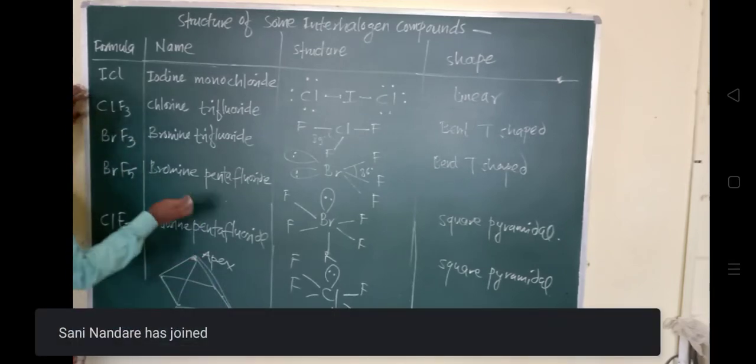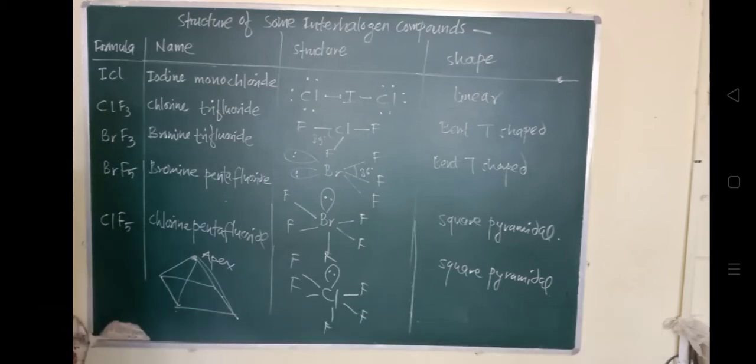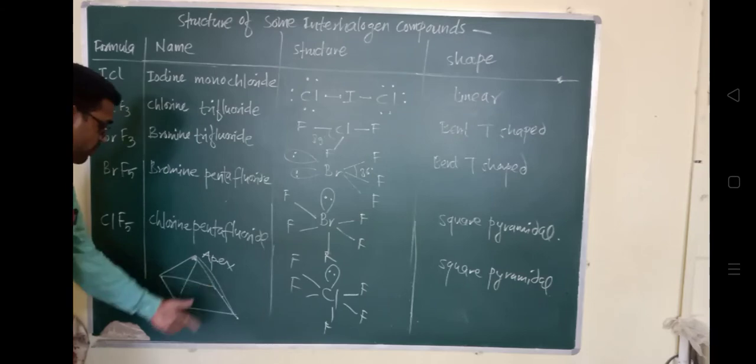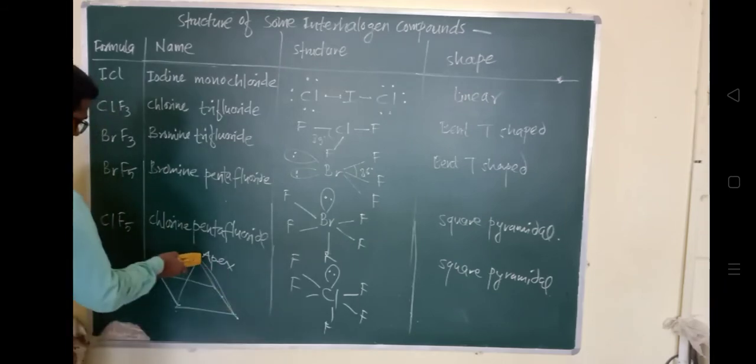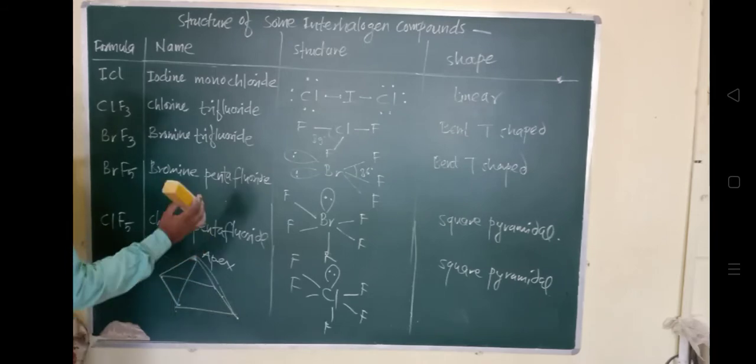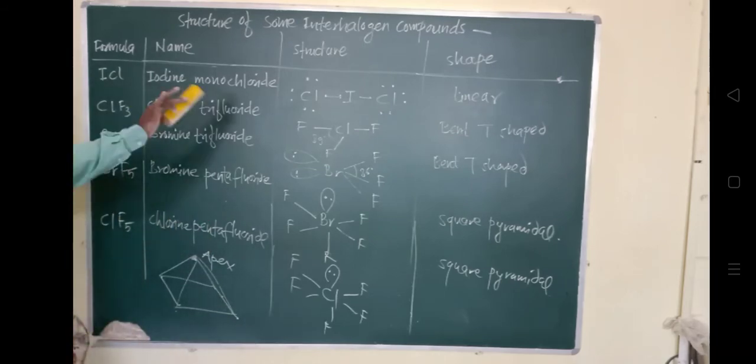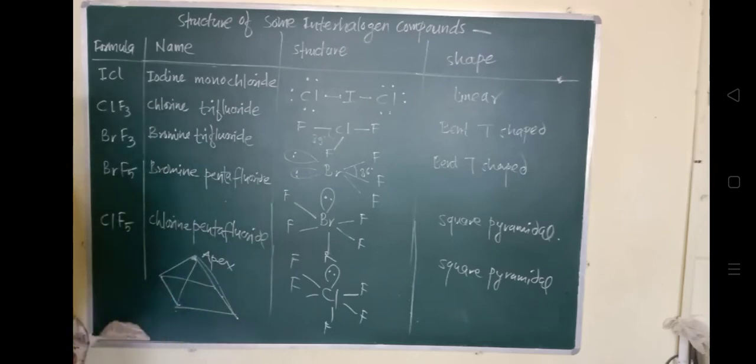Now we'll see about the oxidation states: +7, +5, +3 and +1 respectively, and how many lone pairs they will have. Oxidation state, you know very well, is decided by the number of sharing electrons.